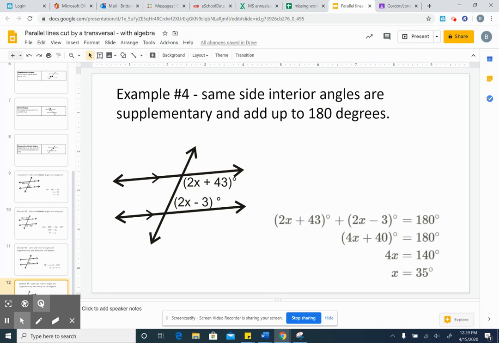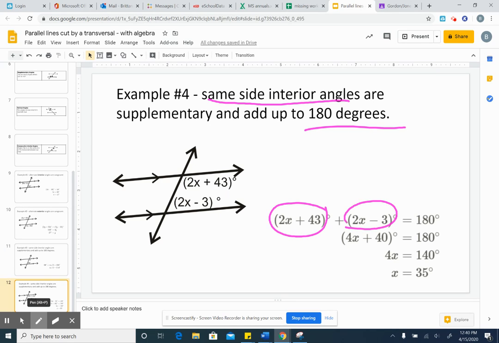My last example here is 2x plus 43, and we also have a 2x minus 3. Well, I know you can see the answer right now, but if you were just given the diagram, you'd have to figure out what's the relationship here. Again, do they add to 180 or do they equal each other? They're same side interior, so just like before, same side interior adds to 180. So set both angles equal to 180. Okay, just erasing this now so you can see my work.